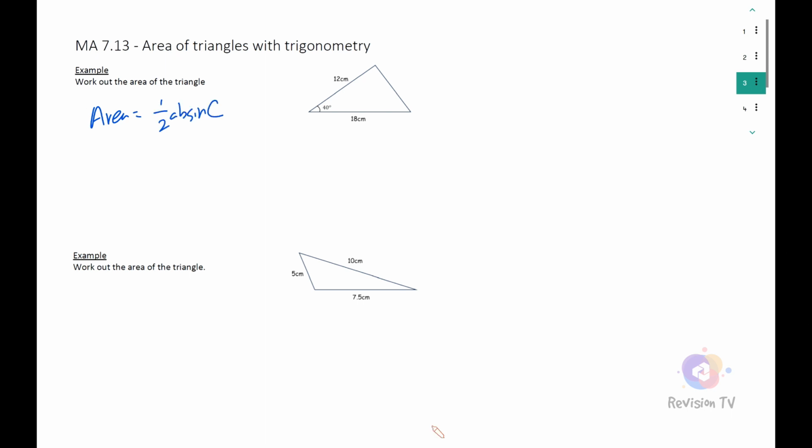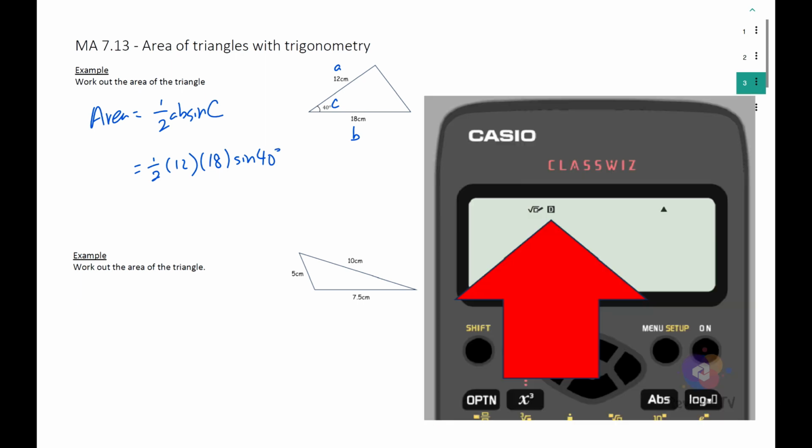Now, even though that looks like a right angle, you can't assume it's a right angle unless the question tells you so. Right, so half AB sine C, so that will be our A, B, and that will be our C angle. It doesn't matter which one is A, which one is B, so area equals half times 12 times 18 sine 40 degrees.